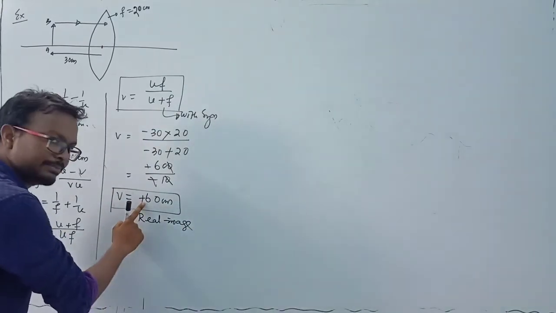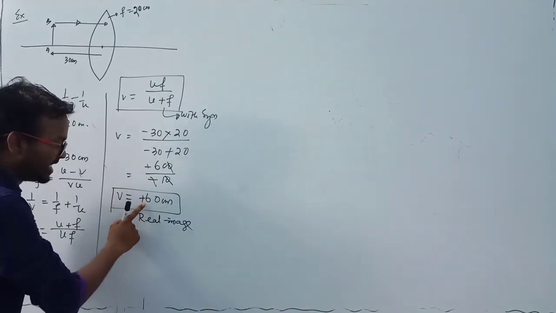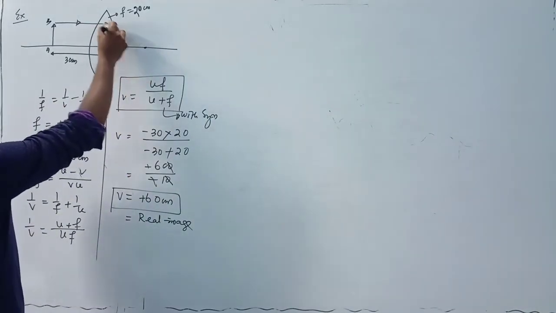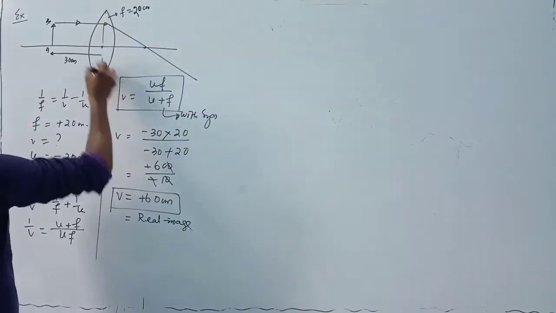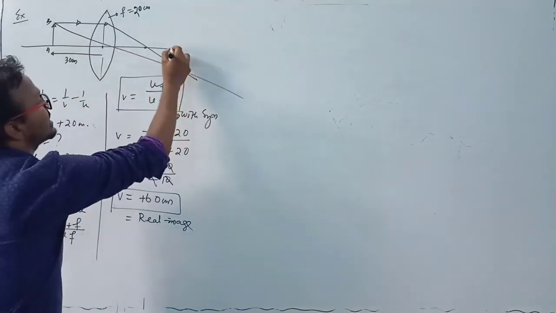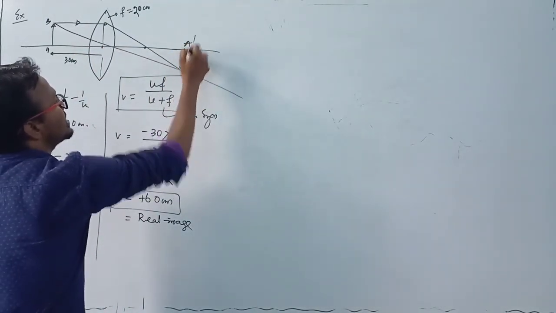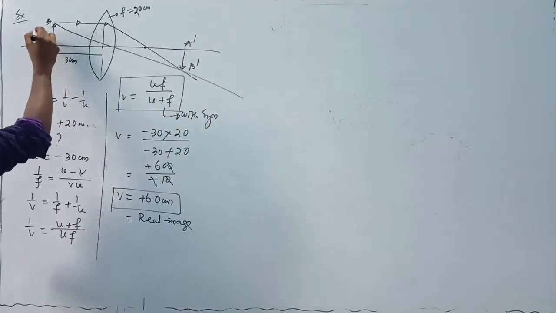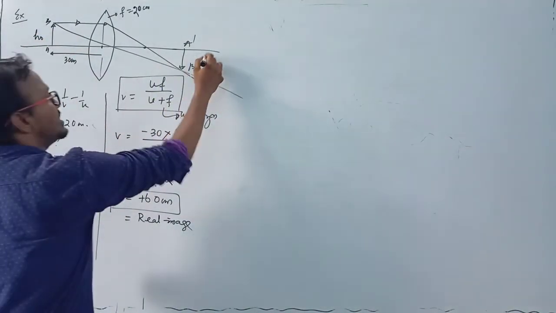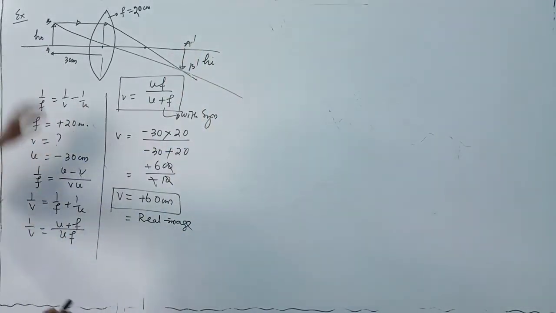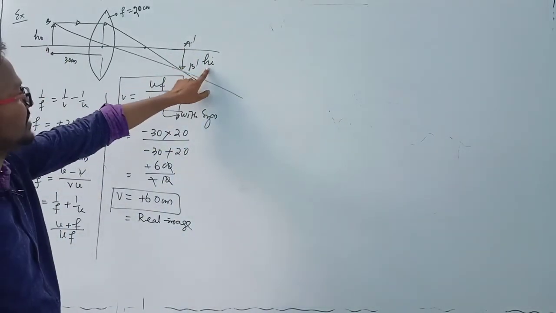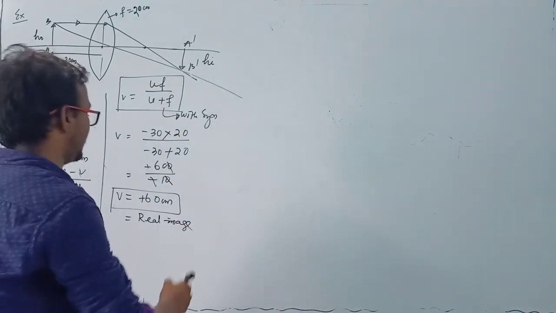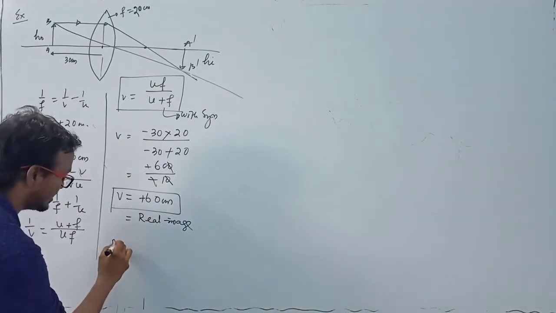So if this is positive and if this is negative, then the negative sign means a virtual image. If we draw a ray diagram, suppose this is the focus point in this direction, and if we take another ray like this, it will meet at this point and form the image A dash, and here B dash. If this is the height of the object h0, and this is the height of the image hi, and we compare the height of object and height of image, then we have a relation, that is magnification.